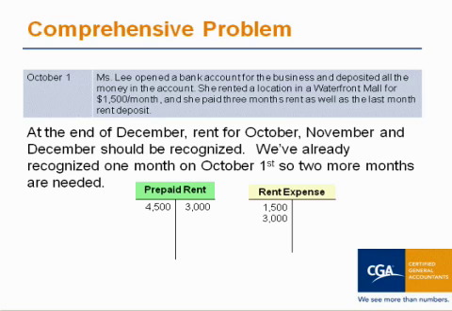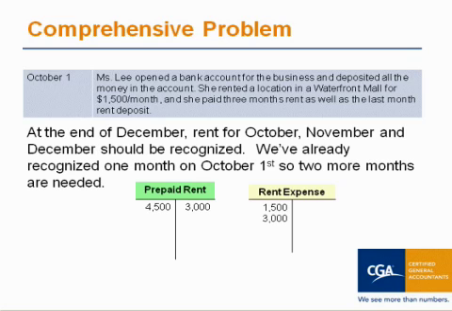So at the end of December, the rent for October, November, and December should be recognized. We only recognized October when we made our recording of the prepaid rent and the expending of the $6,000 cash when she paid for those 4 months. So now we need to make sure that we have all 3 months recorded in rent expense, because if you recall, we only have the 1 month.